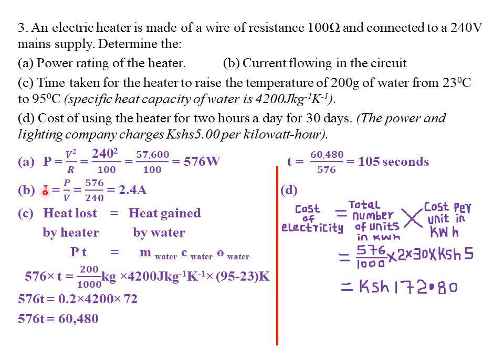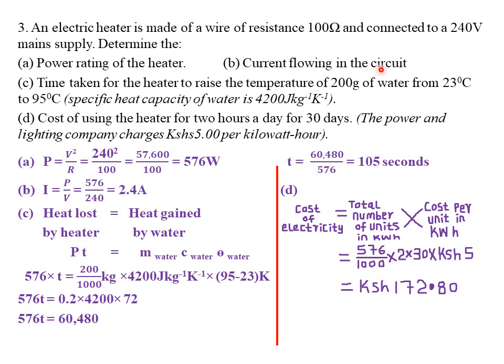So if we make current the subject of the formula, current will be power divided by voltage. The power, of course, we have already computed up here, which is 576 watts, divided by the voltage, which is 240 volts. So 576 over 240, you will get a current of 2.4 amperes flowing in the circuit.